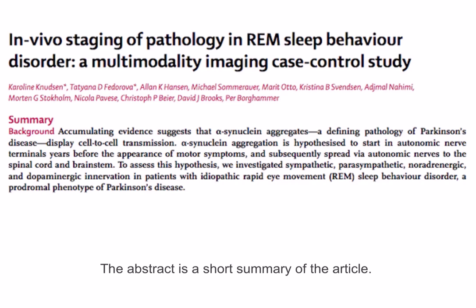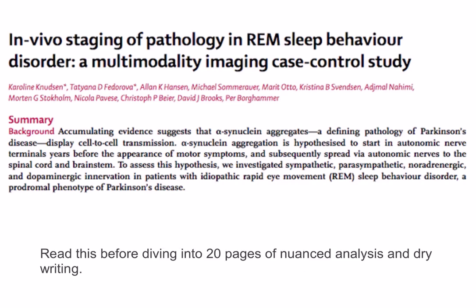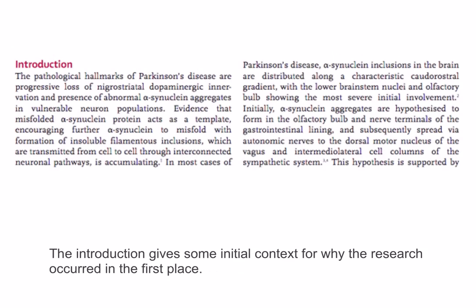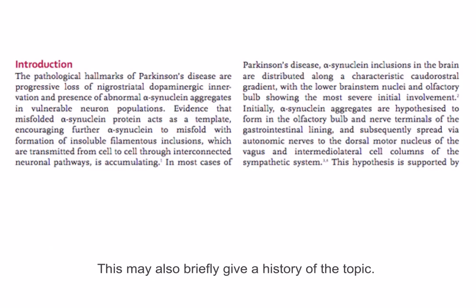The abstract is a short summary of the article. Read this before diving into 20 pages of nuanced analysis and dry writing. Next comes the introduction. The introduction gives some initial context for why the research occurred in the first place. This may also briefly give a history of the topic.